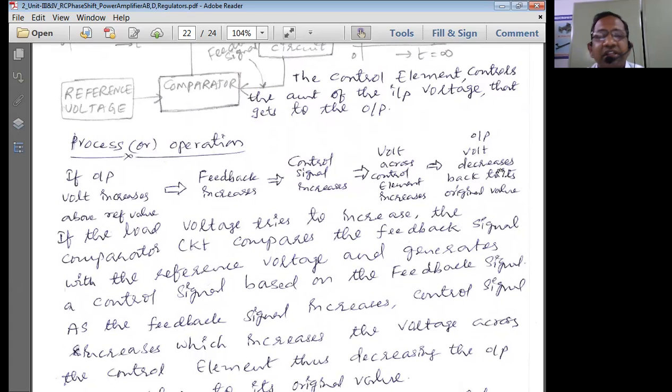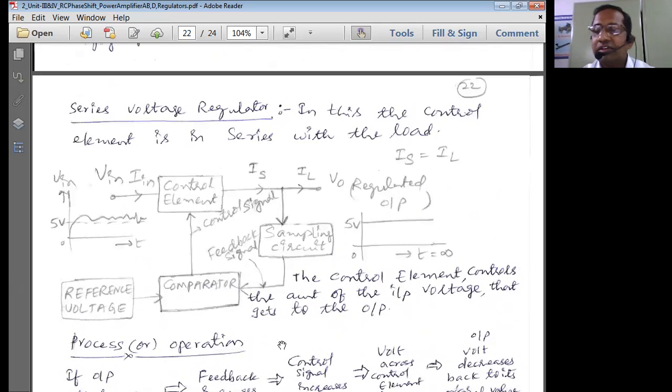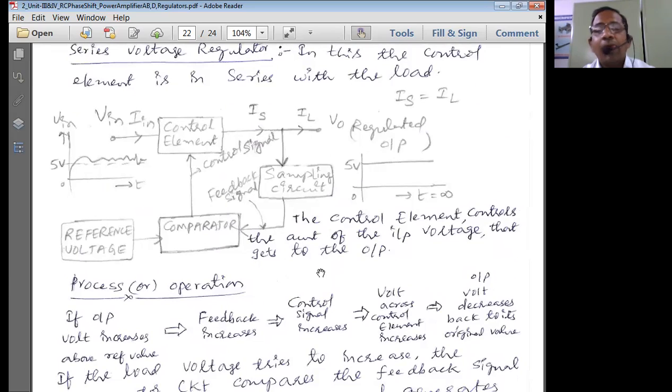You can simply say that the operation of the series voltage regulator follows this particular flow of operations. You can simply draw it like how I have drawn here. Then you can draw the actual circuit diagram of the transistor series voltage regulator, and then explain that circuit diagram. Then you can expect full marks for this explanation.